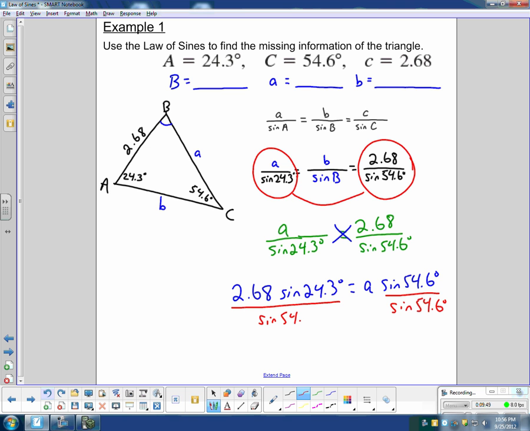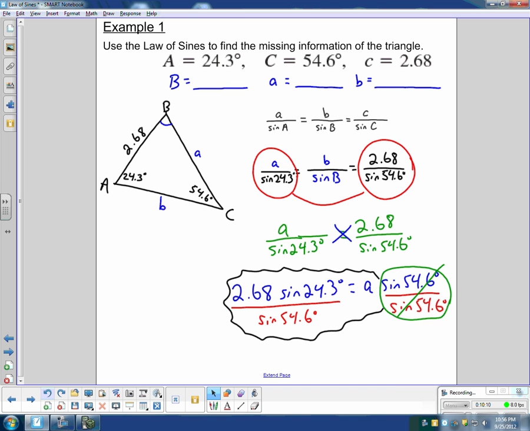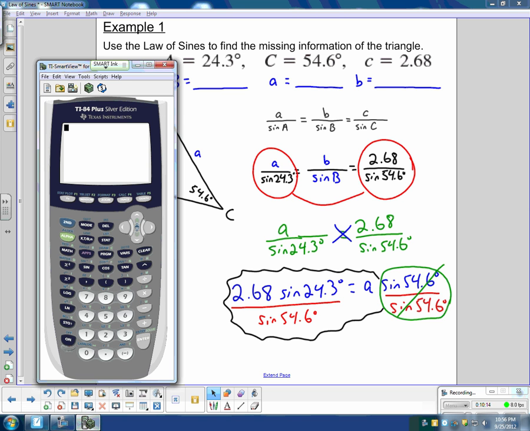So over here, I'm going to divide this by the sine of 54.6 degrees. What that does is, over here, the sine of 54.6 terms cancel each other out and make 1. And notice what I'm left with: a little equation that says A equals, and that value on the left, it's not pretty, but it's a value that we can just plug into our calculator. And that's exactly what we're going to do.